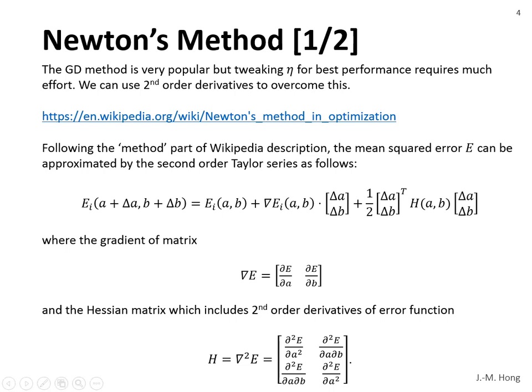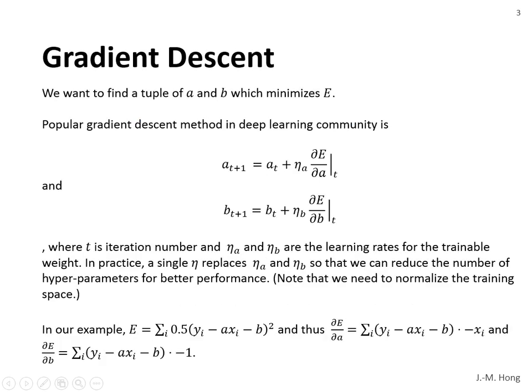So the mean squared error E can be approximated by the second-order Taylor series like this. So far, we used only the first-order gradient of the error function E with respect to the trainable coefficients a and b. The gradient.